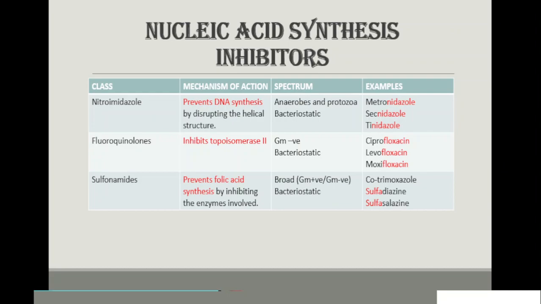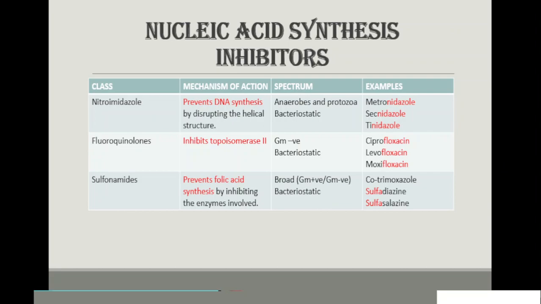So the first under this is nitroimidazoles. These prevent DNA synthesis by disrupting the helical structure. So they bind to the strand directly. They are direct inhibitors of DNA synthesis. These drugs also act against anaerobes and protozoa. Their names end in nidazole. So if you see any drug ending in nidazole, it is a nitroimidazole. Common examples are metronidazole, secnidazole, tinidazole, normally used against anaerobic organisms.